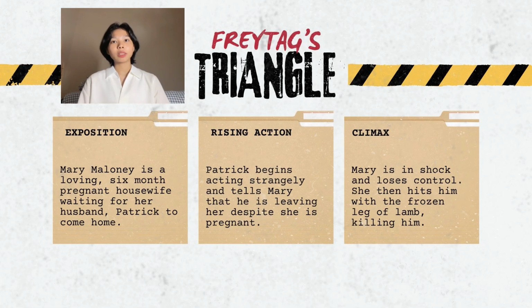For the climax, the climax occurs when Mary suddenly kills Patrick by hitting him on the head with a frozen leg of lamb. This is the turning point of the story because everything changes from this moment. The focus shifts from their broken relationship to Mary trying to deal with the murder she has just committed.